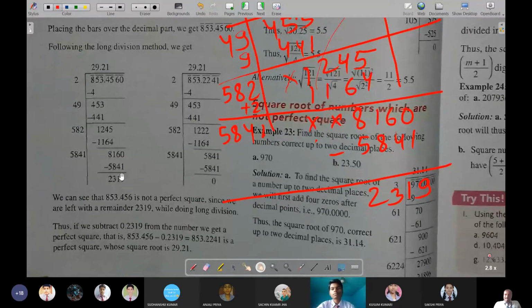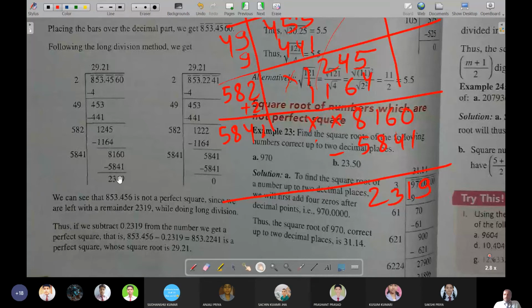When this is subtracted after the decimal, then it will become a perfect square. But this is in decimal, and the root also comes perfect in decimal only. Are you getting me? Yes, sir.